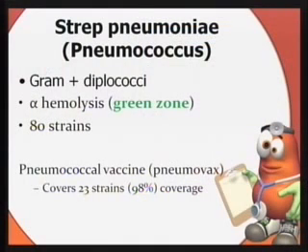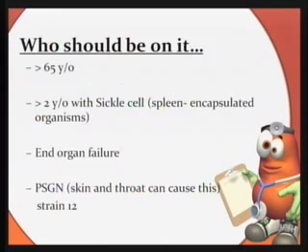There are 80 strains, folks, but if we talk about our Pneumovax vaccine, it only covers 23 of the strains. But of the 23 strains, that covers 98% of the strains that cause problems. So who should be on it? The elderly, right. And on the boards, what is the line of demarcation for elderly? 65 or older.